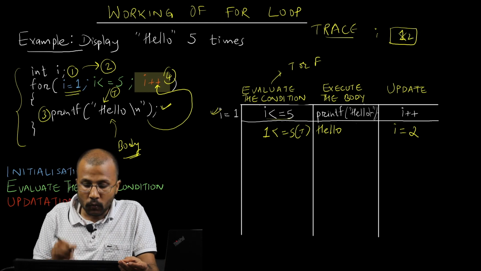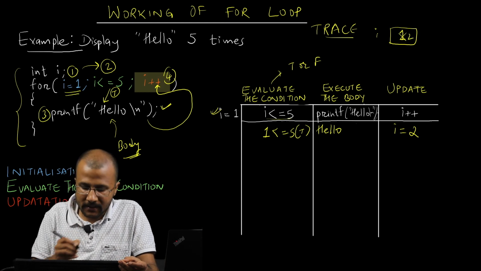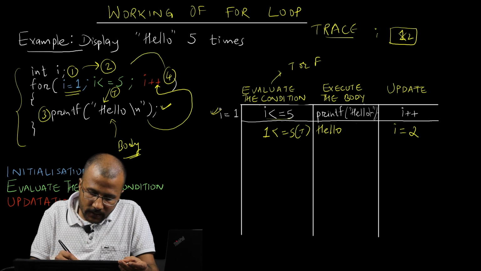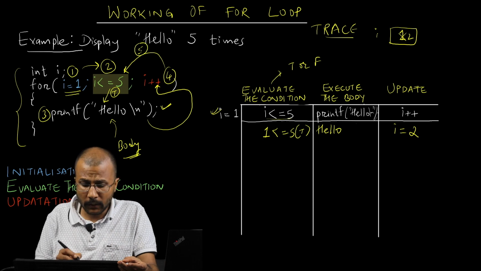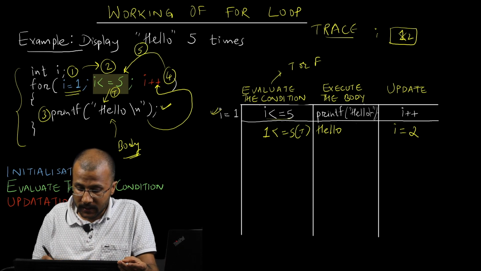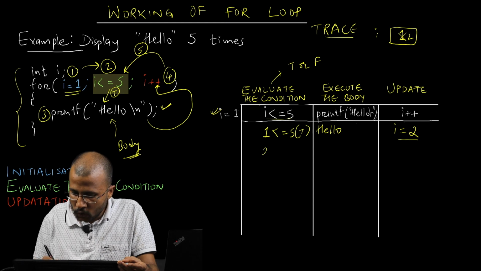Okay, now once that increment is done, what happens is it will again go and check the condition. Okay, so let's say this is step number 5. Now again we'll go and check the condition. What is the condition? I less than equals to 5, I was 2, so we'll check 2 less than equals to 5. Is it true or false?